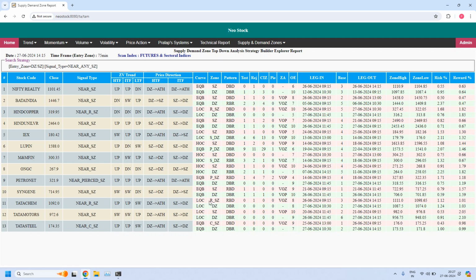And then Tata Chemicals is a high liquidity supply zone. And finally Tata Steel is also a 75 minutes high liquidity supply zone. So in total we identified 3 high liquidity supply zones from the 75 minutes time frame. So total we identified 3 high liquidity zones, and all 3 are from 75 minutes supply zones.